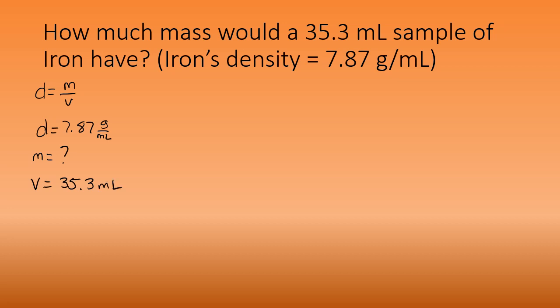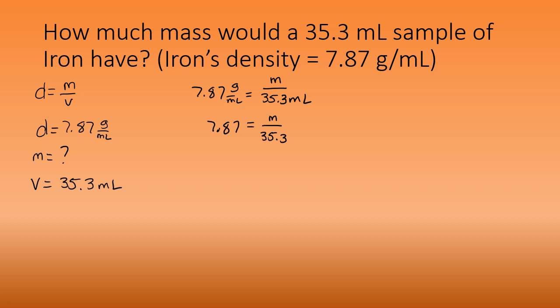So if we set up our formula and replace the variables with the information we know, 7.87 grams per milliliter is equal to some unknown mass divided by 35.3 milliliters worth of volume. I'm going to rewrite that problem so I can show you the algebra. 7.87 equals m divided by 35.3. So when we do a problem like this, we want to get m by himself and we want to get rid of the 35.3.